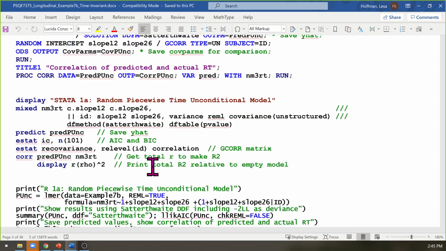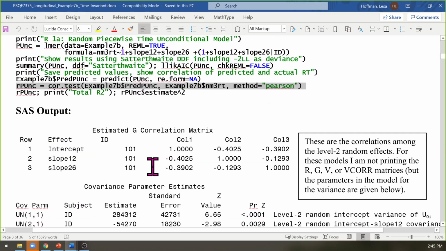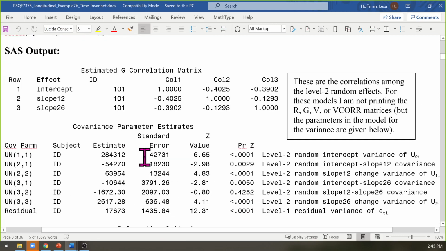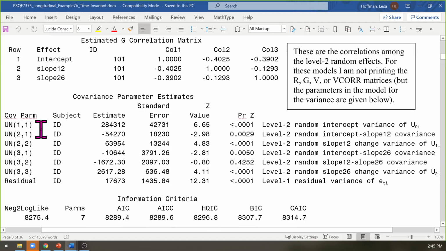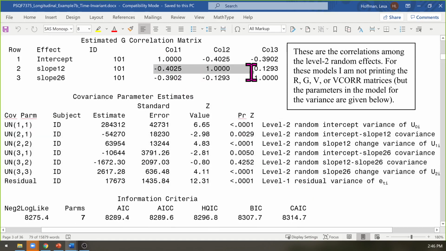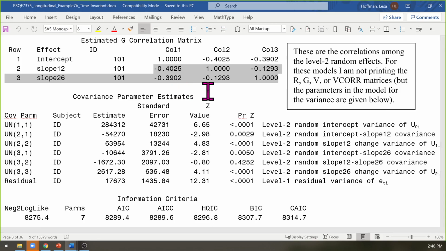All right, so here are the results using SAS. I did not print the R matrix, the G matrix, or the V matrix, or V corr because we don't need those necessarily. The covariance parameters table tells you everything that you need to know. But I did print G corr so that we could get a sense of the correlations among the random effects. So in this case, they're all negative and moderate, so we don't have any potential problems with collinearity that we are going to have in the polynomial models, so that's good.